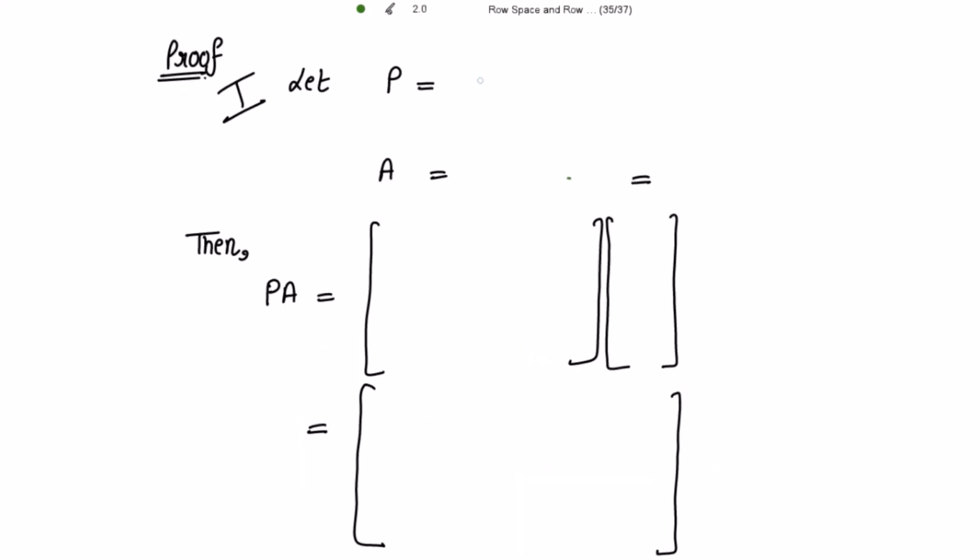Let the P matrix be Pij, which is your l by m matrix, and let's take A to be Aij, which is an m by n matrix. Because the number of rows is m, I'm writing this matrix in the form R1, R2 up to Rm, right? Then we need to have the product PA.